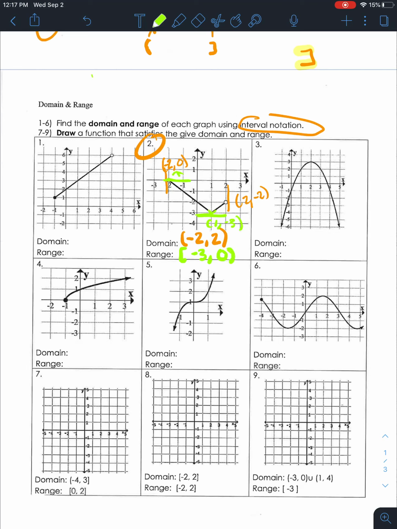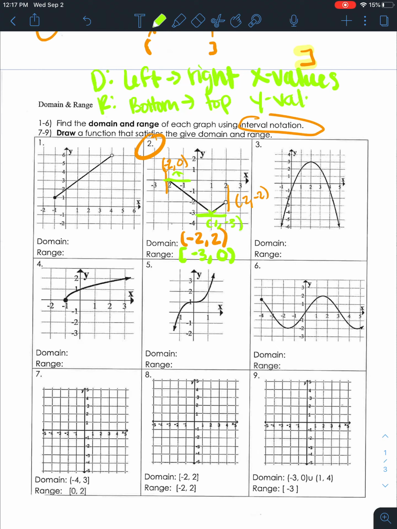You might want to make a note that for domain, we go left to right on our graph. And this is x values. For range, we go bottom to top. And this is y values.